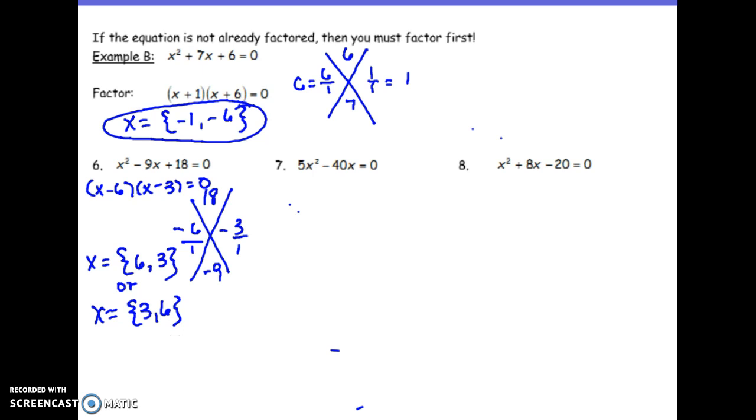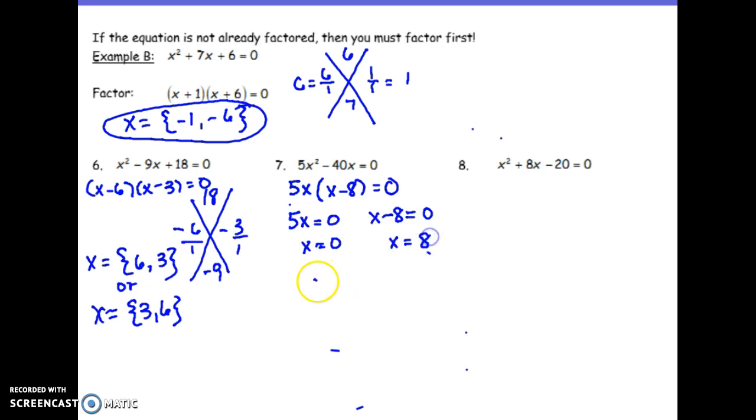Number 7, okay, if we factor out the greatest common factor first, that would be a 5x. And then we're left with x minus 8, and we want both of these factors to be 0. So if we set 5x equal to 0, and then x minus 8 equal to 0, we're going to get the solution of x is equal to 0, or x could be equal to 8. So we would write that as 0 and 8.